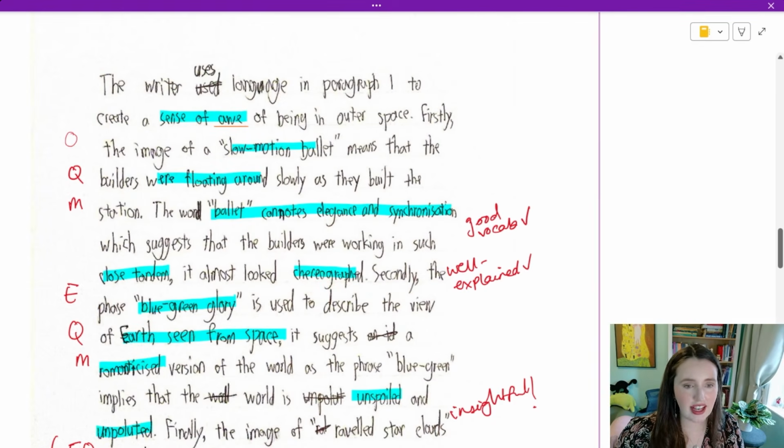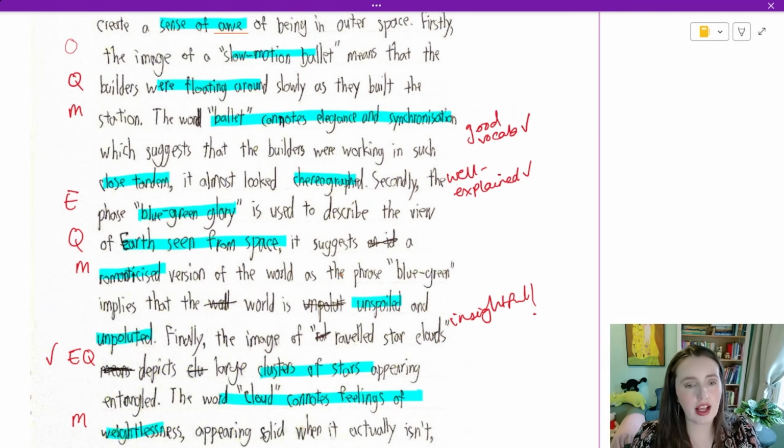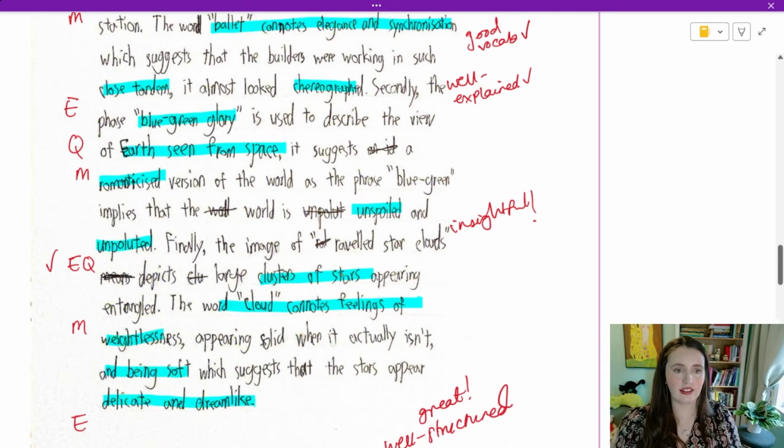And then the effect, I think, is really nice. Close tandem, elegance, synchronized, choreographed. Secondly, the phrase "blue-green glory" is used to describe the view of Earth seen from space. Meaning, it suggests a romanticized version of the world, as the phrase "blue-green" implies that the world is unspoiled and unpolluted. Great effect there, right?